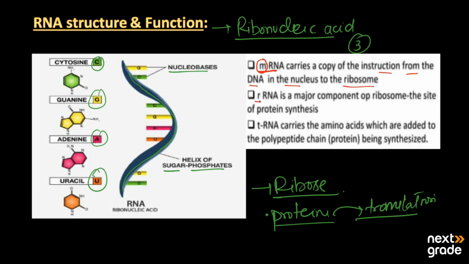Then we have ribosomal RNA, known as rRNA. It is a major component of ribosomes and the site of protein synthesis. Then we have tRNA, known as transfer RNA. It carries the amino acids which are added to the polypeptide chain, the chain that makes up the proteins being synthesized. So it transfers and passes the information. So this was a simple difference between RNA and DNA.